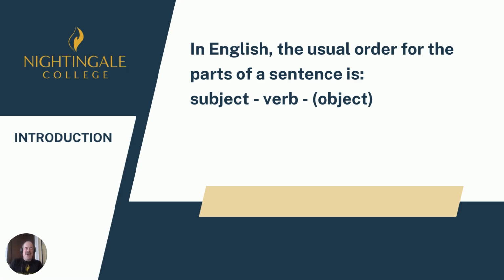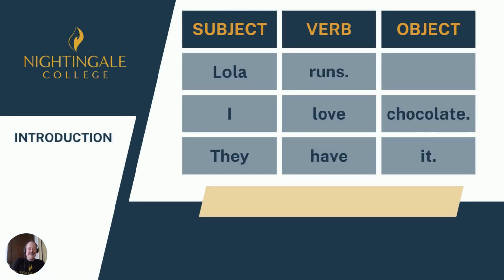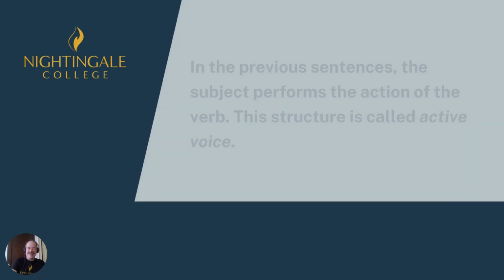Okay, so in English, the usual order for the parts of a sentence is subject, verb, sometimes object. This varies with questions and such like that, but we're dealing with basic sentences here. Subject, verb, sometimes object. Let's look at some sentences that fit this very basic pattern. Lola runs, I love chocolate, they have it.